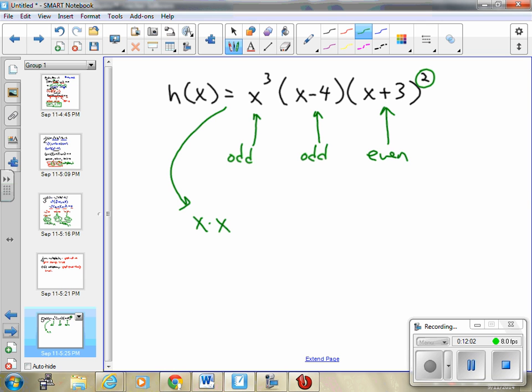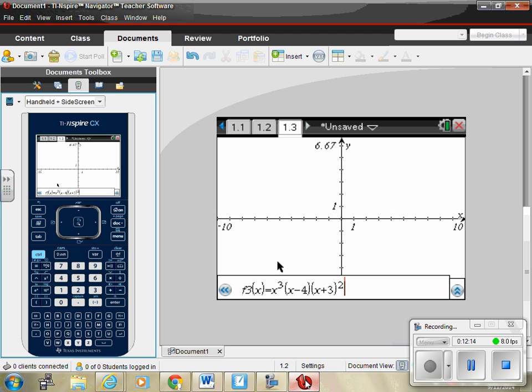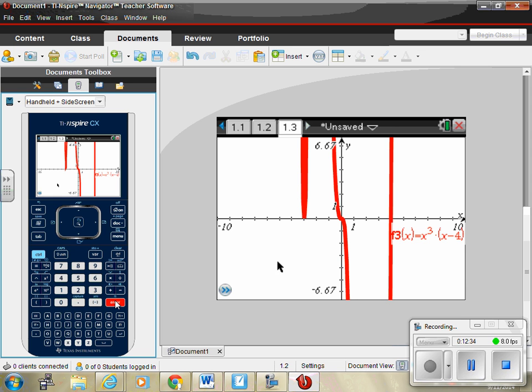So if I were to take this function and write it out as x times x minus 4 times x plus 3 times x plus 3, that might give you a little bit more of a view of what I'm talking about with the multiple roots. But when we look at the graph of this, there it is, and I'm going to hit enter. Now before I do, take a guess at what's going to happen at the x value of 0, which is what makes the x cubed equal 0, at the x value of 4, and at the x value of negative 3. Those are the three values that make this function equal 0.